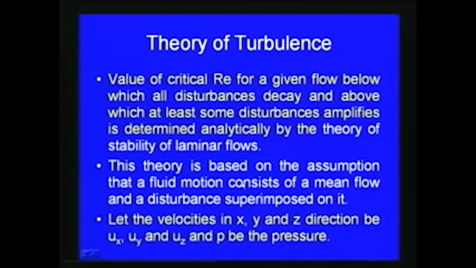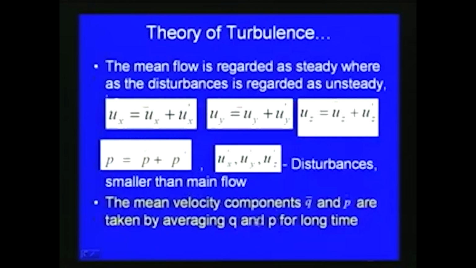This theory is based on the assumption that a fluid motion consists of a mean flow and a disturbance superimposed on it, as we have already discussed. So, this is the theory of stability of laminar flows, based upon the assumption that a fluid motion consists of a mean flow and a disturbance superimposed on it. Now, when we consider a 3-dimensional problem, let the velocities in the x, y, z directions be u_x, u_y and u_z, and let p be the pressure component.